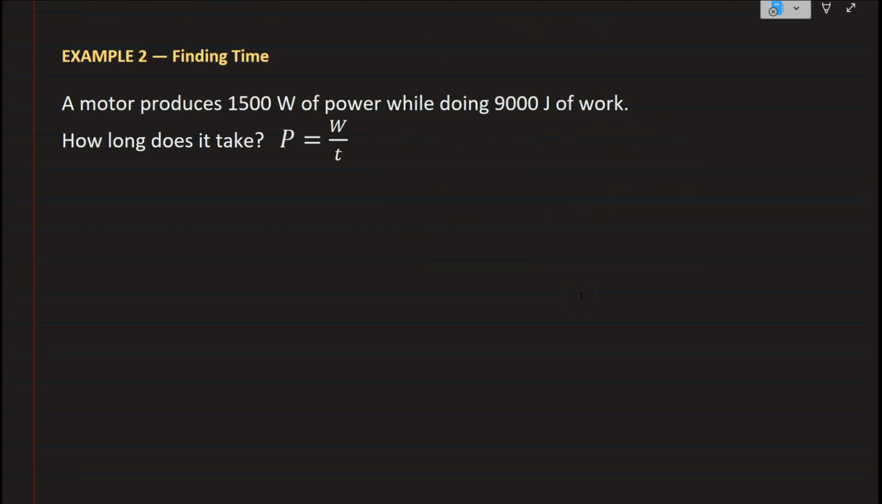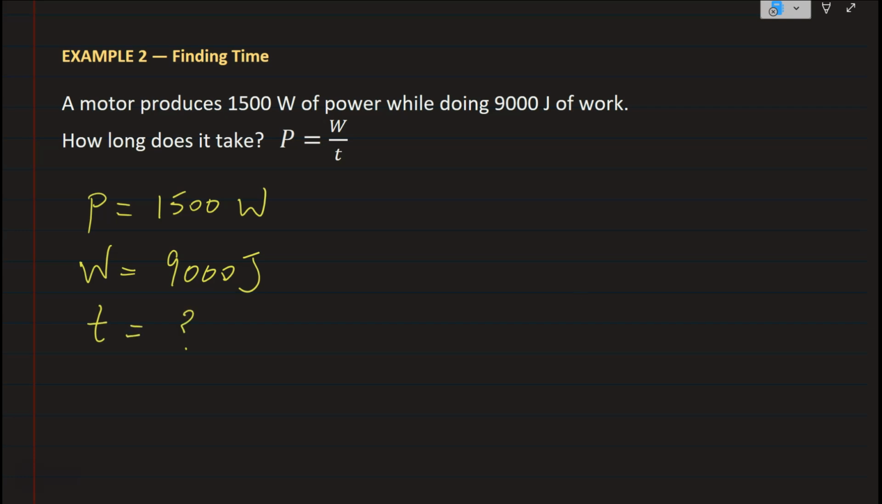Example 2, a motor produces 1,500 watts of power. So this time we have 1,500 watts. We are writing things that we do know. And we do know that the work done is 9,000 joules. Based on that, we want to know how long it will take.